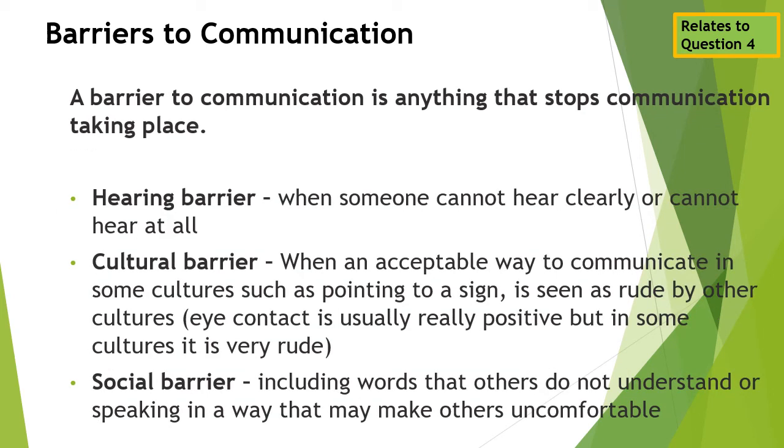A hearing barrier, so this is when someone cannot hear clearly or cannot hear at all. A cultural barrier, so when an acceptable way to communicate in some cultures, such as pointing to a sign, can be seen as rude by other cultures. So for example, eye contact is usually really positive, but in some cultures it is classed as very rude. A social barrier, so including words that others do not understand or speaking in a way that makes others feel uncomfortable.